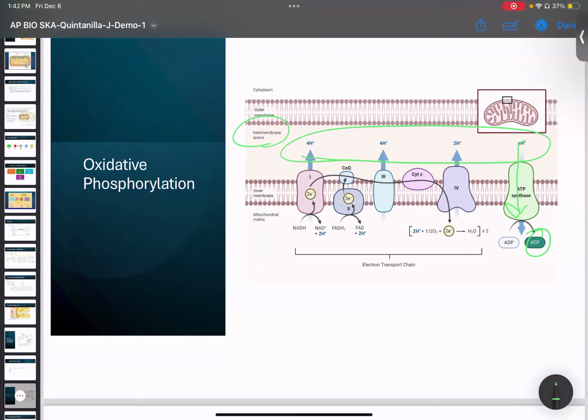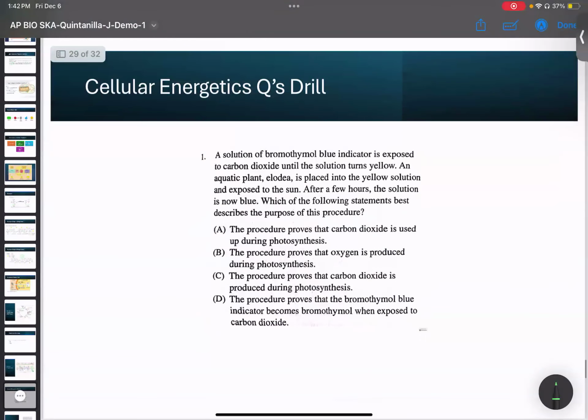Now let's talk briefly about how we could use this knowledge to help us with passing or doing well on the AP exam. So, for example, here's a question. A solution of bromothymol blue indicator is exposed to carbon dioxide until the solution turns yellow. An aquatic plant, Elodea, is placed into the yellow solution and exposed to sun. After a few hours, the solution is now blue. Which of the following statements best describes the purpose of this procedure?